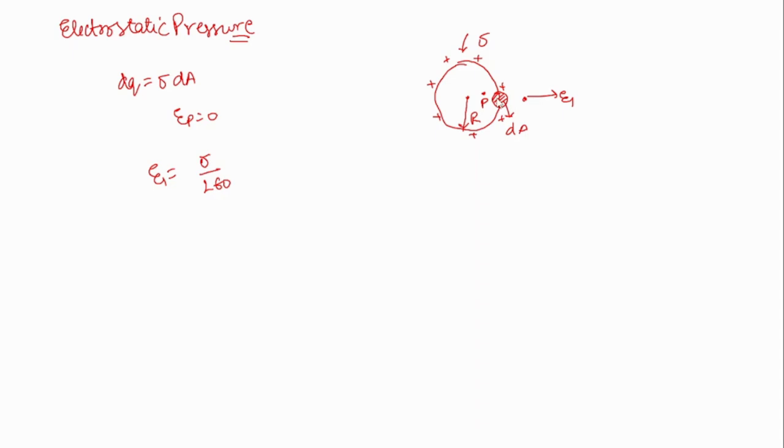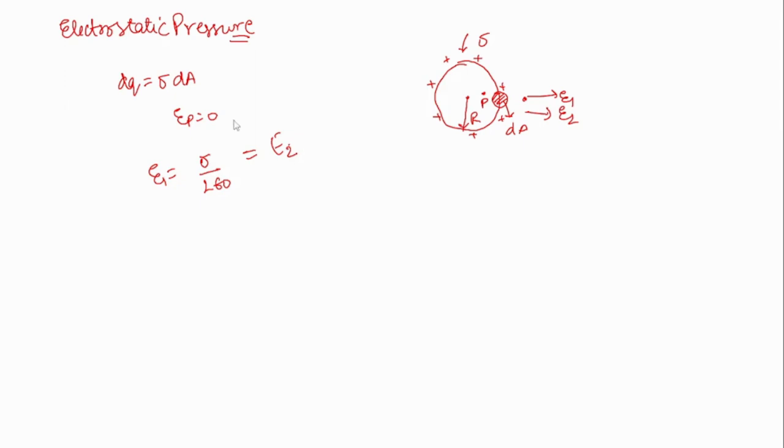We are doing one thing: we are removing this element from the spherical shell. So the electric field due to the remaining part, let's say E2, will be what? This will also be sigma by 2 epsilon naught.